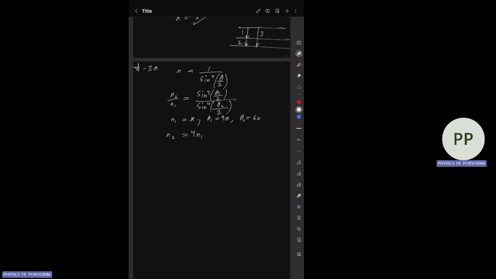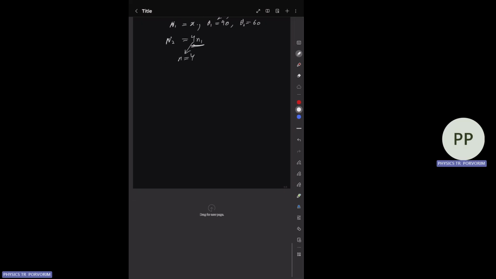So capital N is equal to 4. We have to find small n now. I should denote it by capital N, otherwise it might create some problems. So yes, capital N. Now small n is 4 times x.